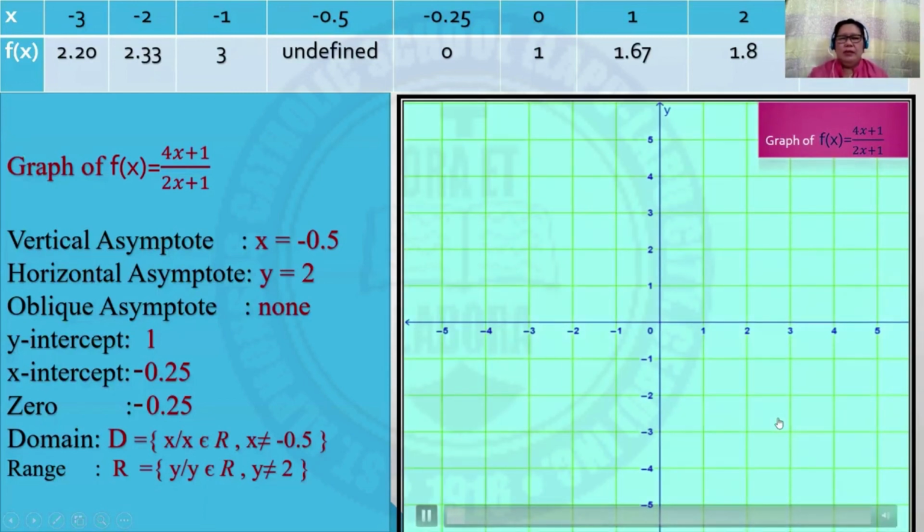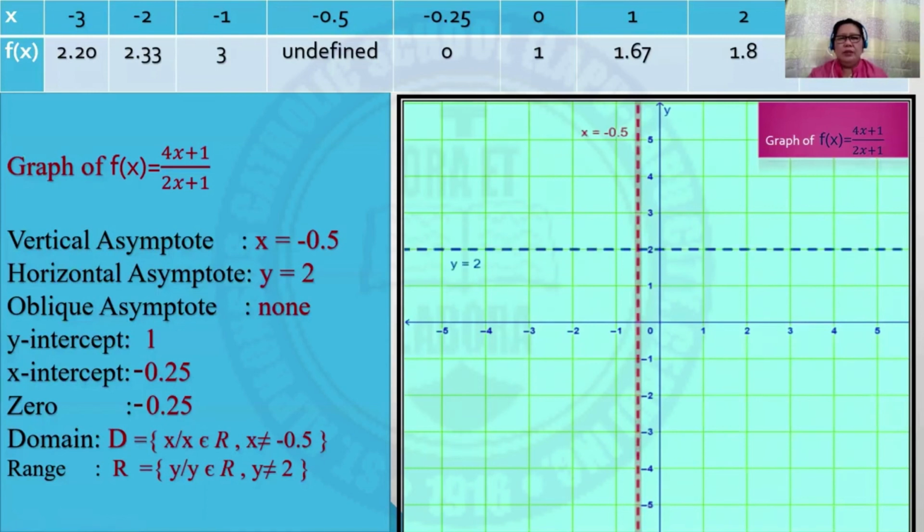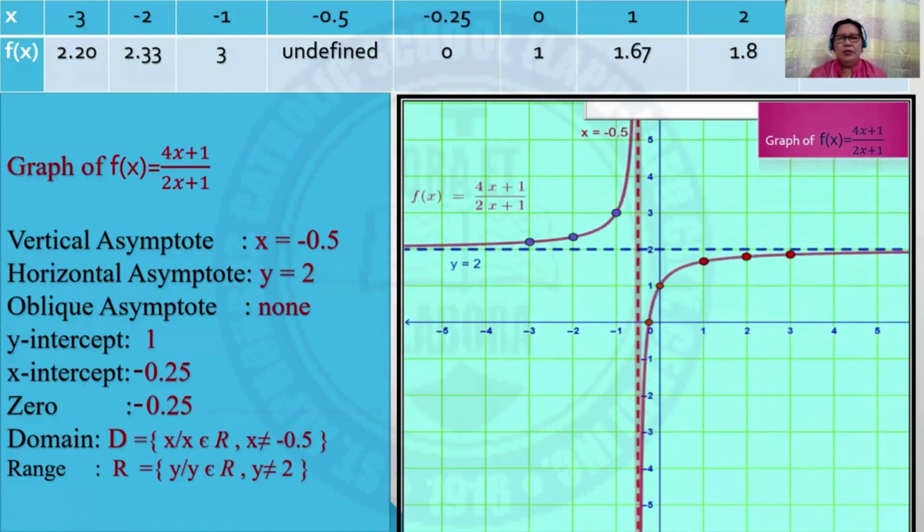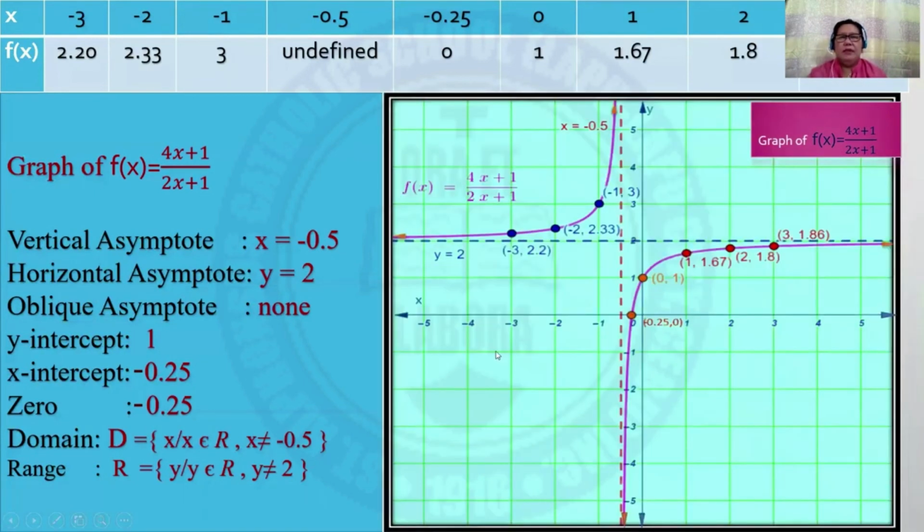So, there you have the vertical asymptote, then the horizontal asymptote, then plot all the points, and afterwards, you connect them with a smooth curve. Then, do not forget, label it completely with the y-axis and the x-axis, with the corresponding coordinates of the points and then the name of the graph. Questions? If there is none, let's proceed.